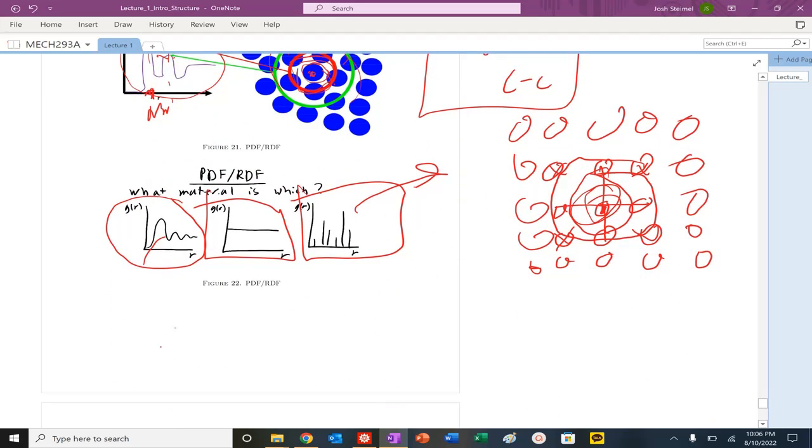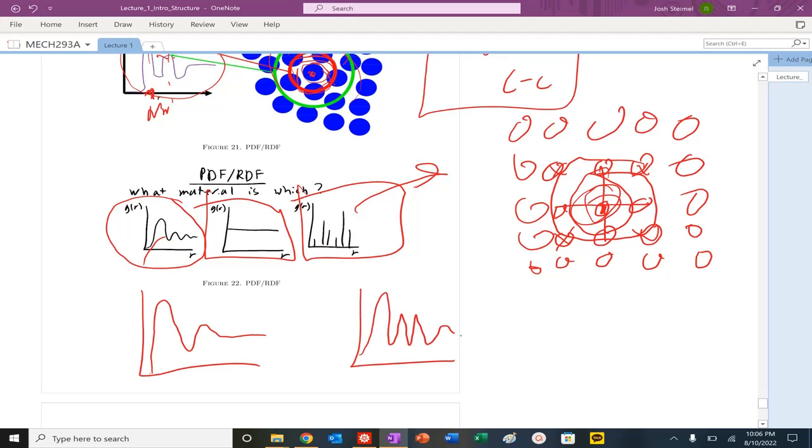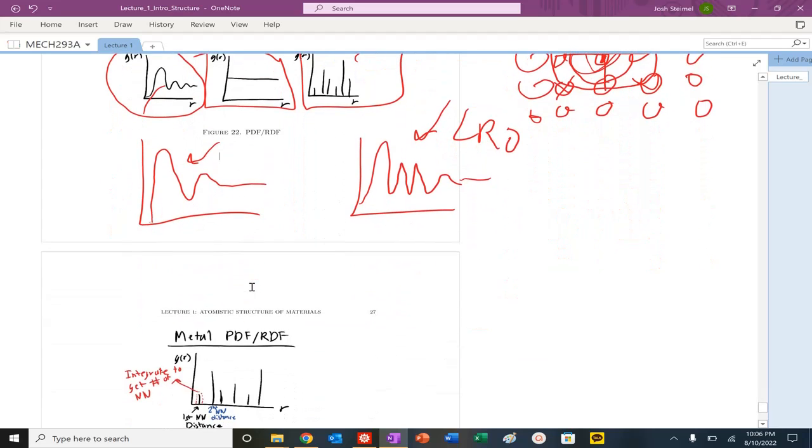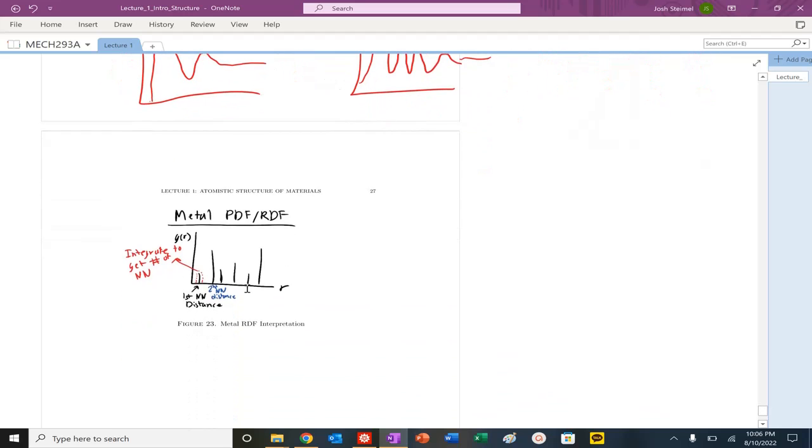And for a polymer, I could have a graph that looks like 1, 2, and then nothing. Or I could have a polymer that looks like spike, spike, spike. So this material would have much more long-range orientational and translational order. This would have less long-range order effectively. A material like this is still going to have short-range order, but it lacks long-range order.